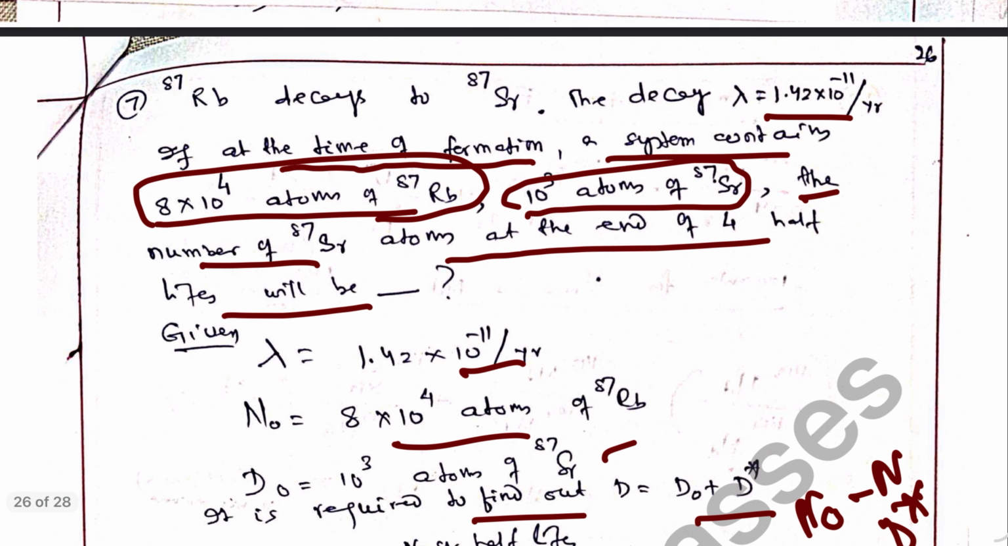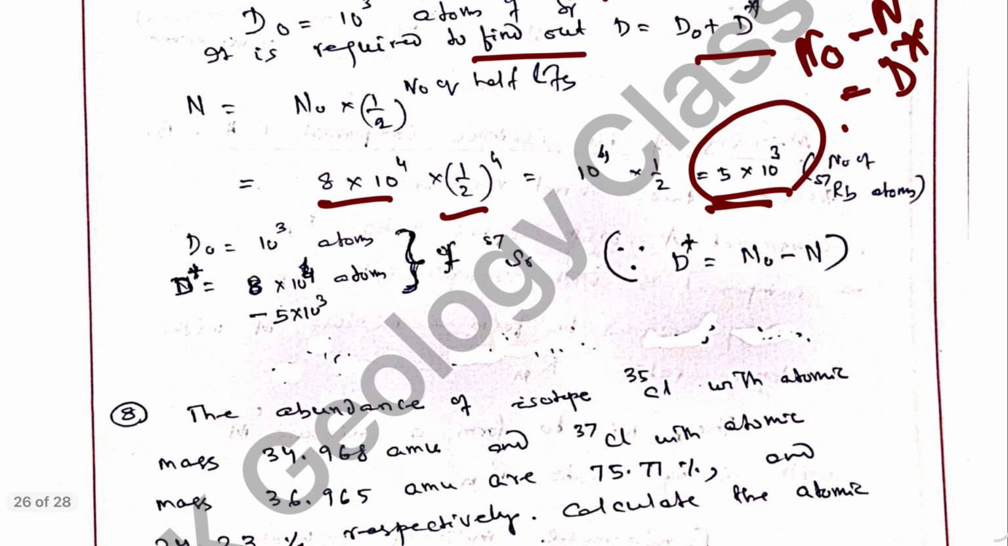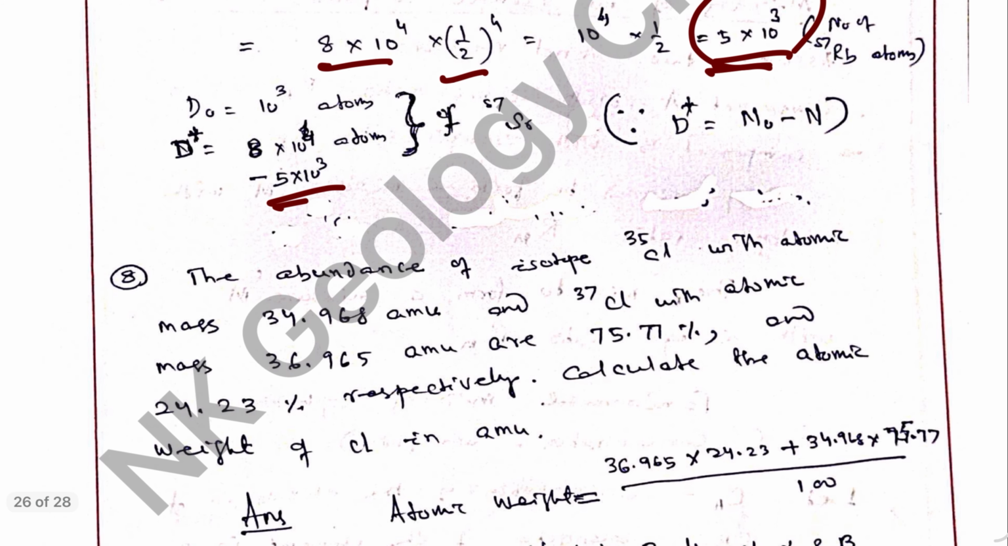So we got the D star. So the number of strontium-87 atoms at the end of 4 half-lives is equal to this D star.